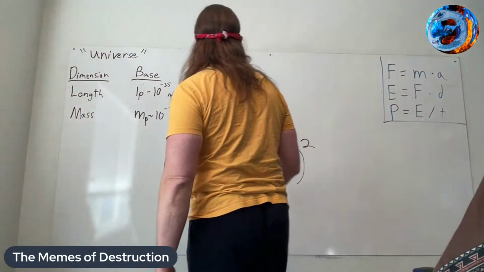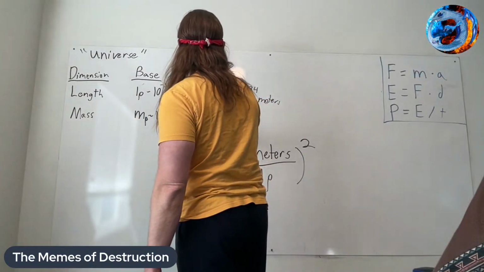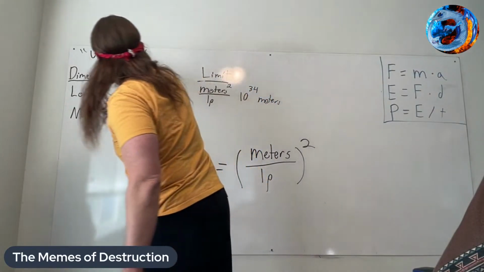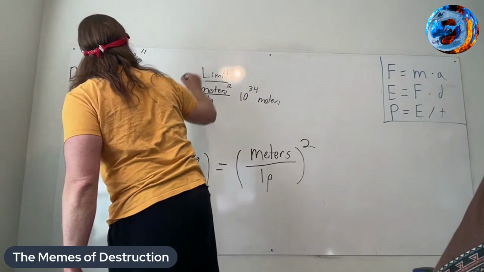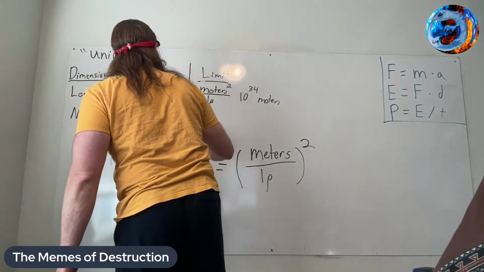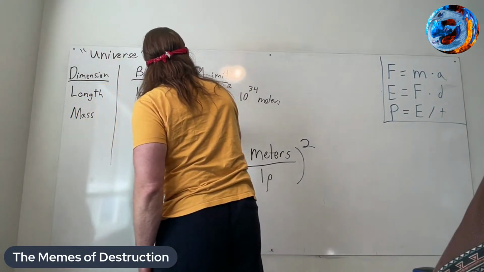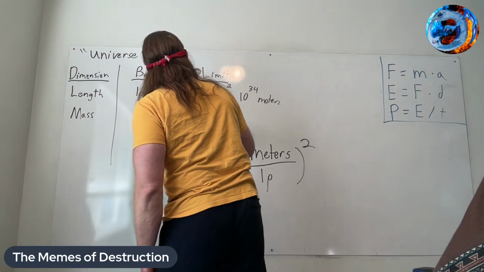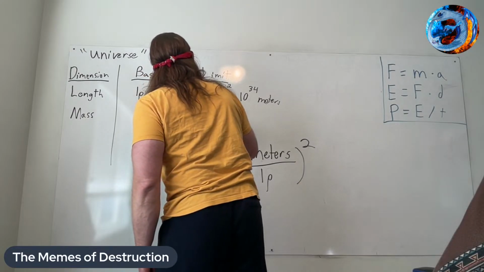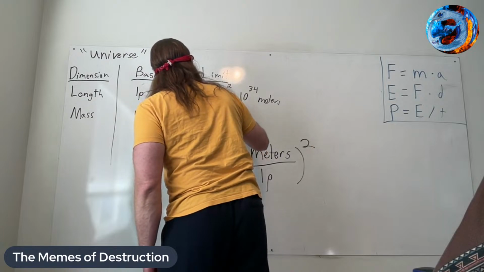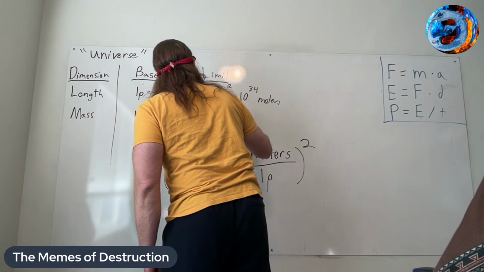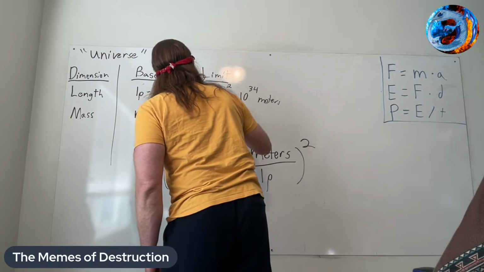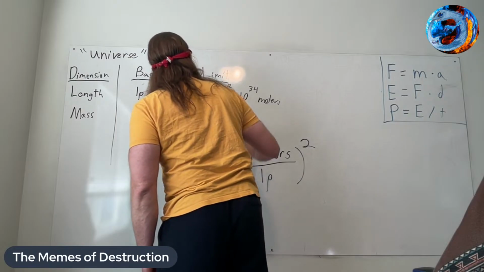So the limit over here would be this expression. Draw some lines so I don't get confused, because I'm already getting confused. So this expression would be x kilograms divided by the Planck mass, is that equal to meters over the Planck length? And then this expression is squared.